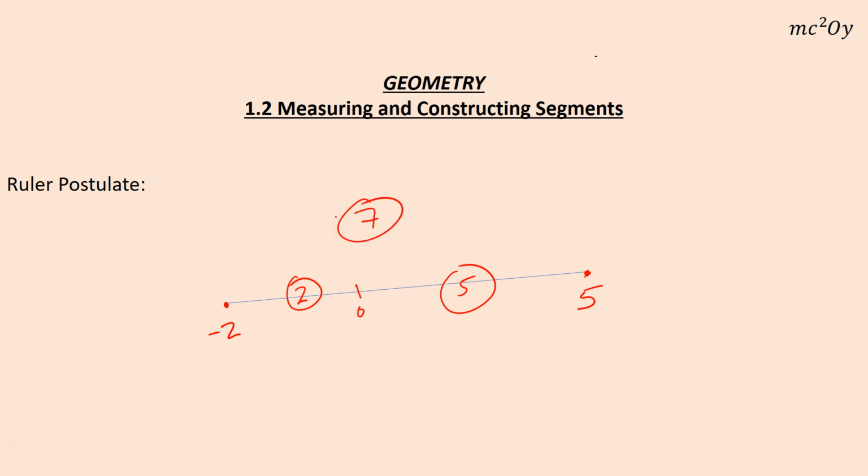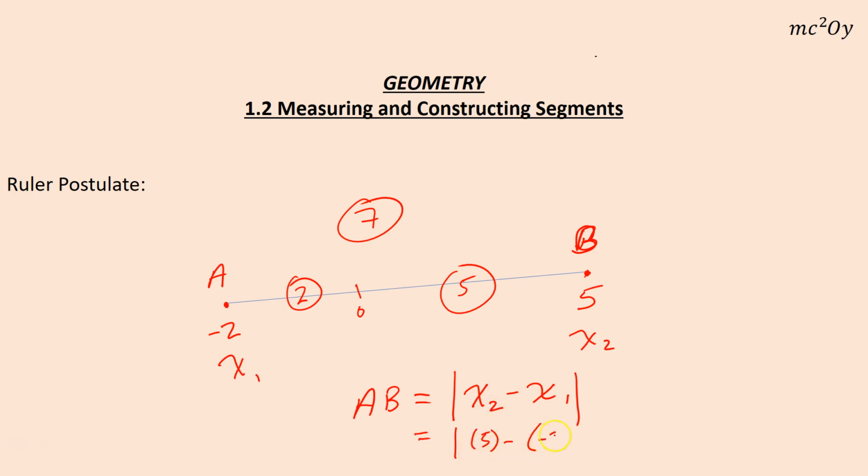Now what the ruler postulate does is put it in more of a general format. Let's call those point A and point B. We'll say that point A is x sub 1 and point B is x sub 2. The length of A to B is the absolute value of x2 minus x1. That's what the ruler postulate says, which in this case would be the absolute value of 5 minus -2, which is just 5 plus 2, or the absolute value of 7, which is 7. We were able to figure that out pretty quick that way.